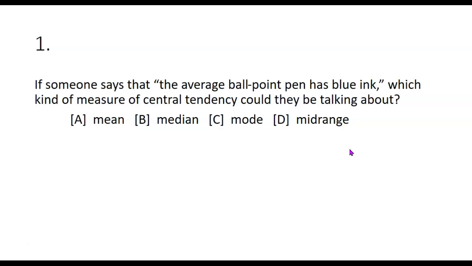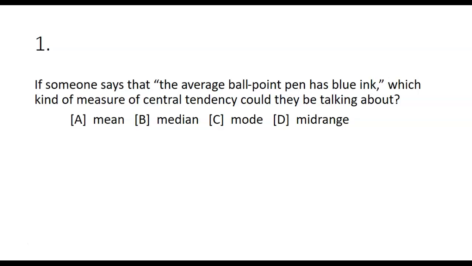Number 1, if someone says that the average ballpoint pen has blue ink, what kind of measure of central tendency could they be talking about? Well, usually when people say average, they mean the mean. But that doesn't really make sense here because the variable is qualitative. It's the color of the ink. And you can't calculate the mean of something like that.